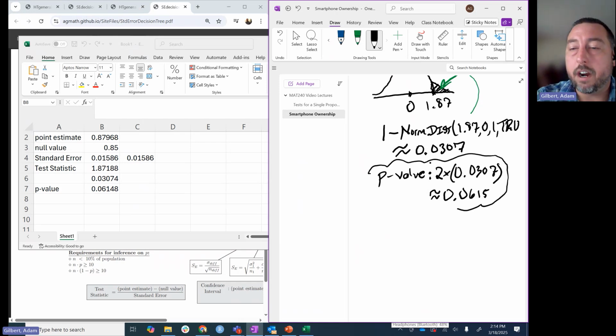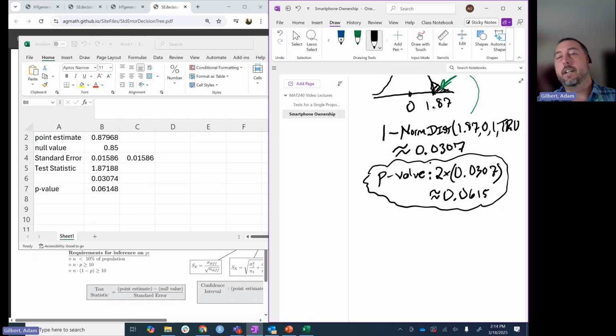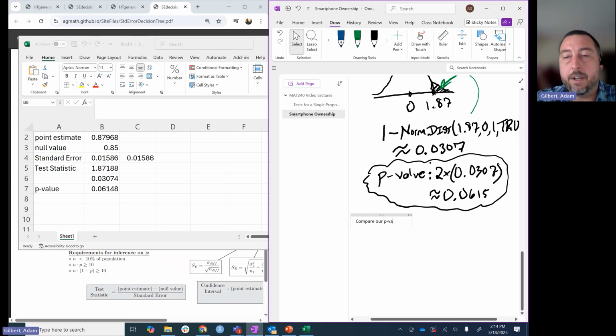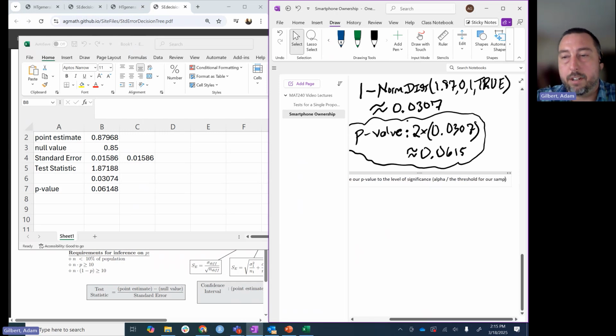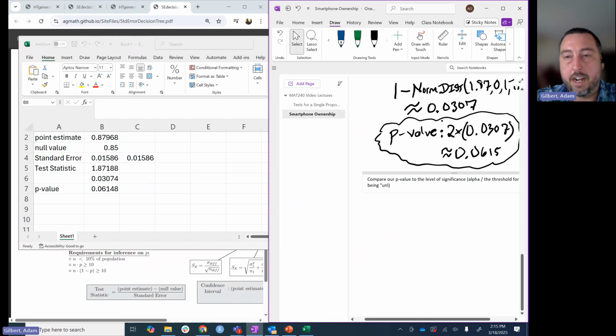So we've calculated our p-value. We've done all of the hard work now. The last bit is to interpret the results. So here we're going to compare our p-value to the level of significance. That level of significance is alpha, which is also the threshold for our sample being considered unlikely. Really, what we mean there is our sample and samples even more extreme than ours.